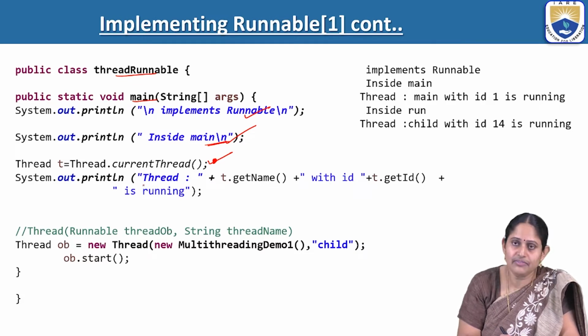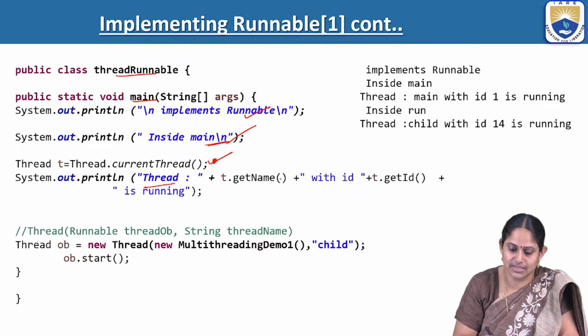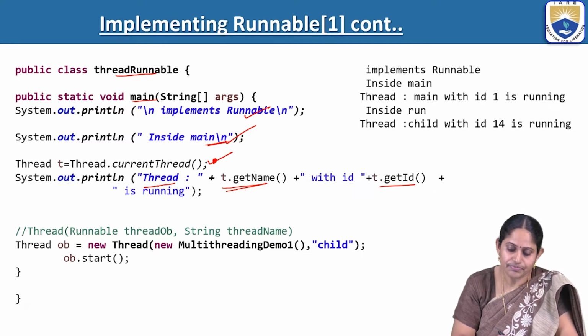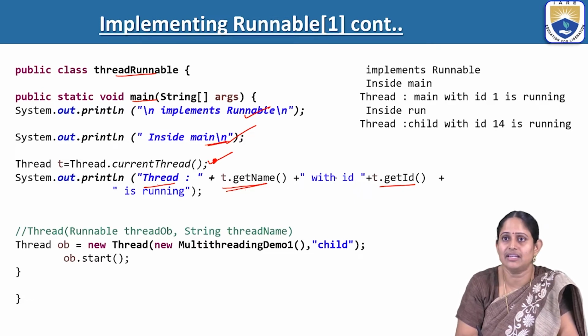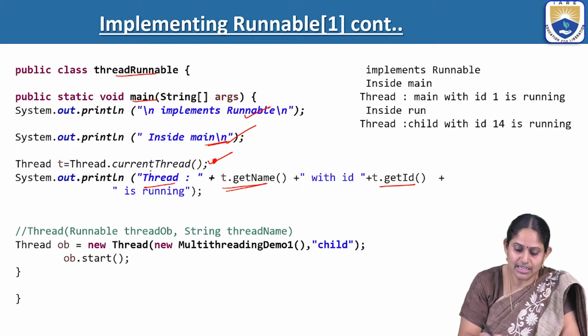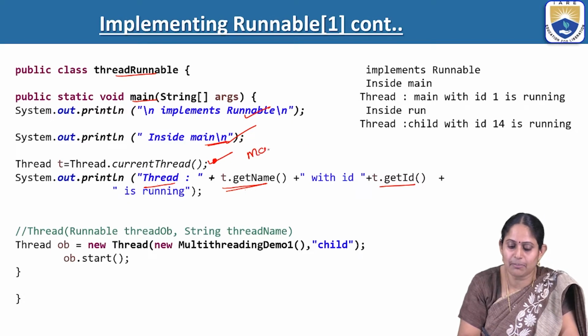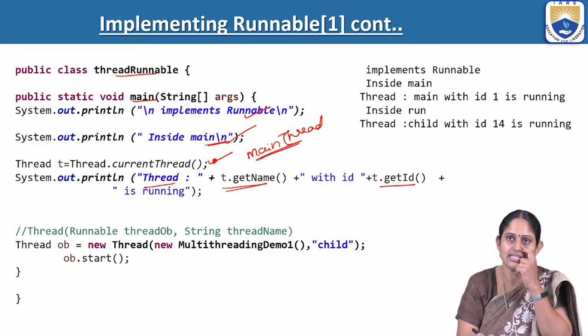So we are printing these statements. We are retrieving the name of that thread. So we will get the main thread's name and its ID. So it is displaying the currently executing thread name and the ID. And so here at this point, only the main thread is being executed.